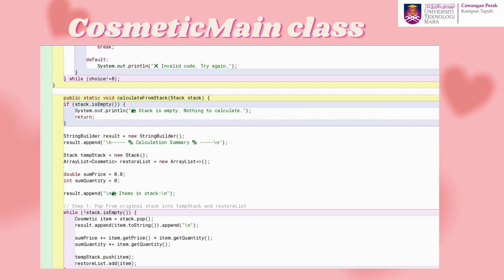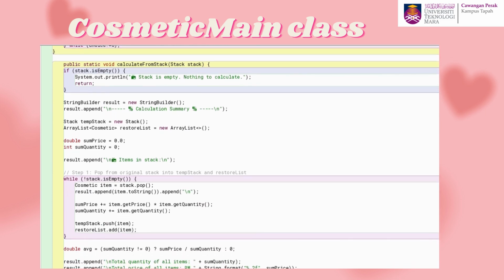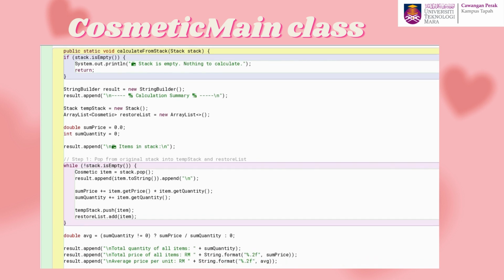Now let's look at the calculate from stack method. This method is used to analyze the prices of all products stored in the stack. First, we check if the stack is empty. If yes, we stop the method and show a warning. Then, we declare 4 variables. And we also create a temporary linked list. This is used to temporarily hold the items while we're calculating.